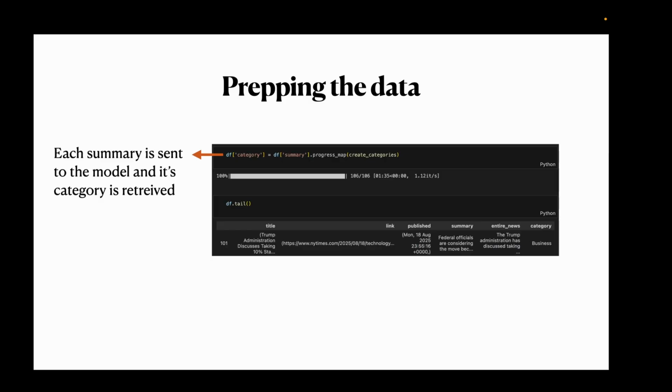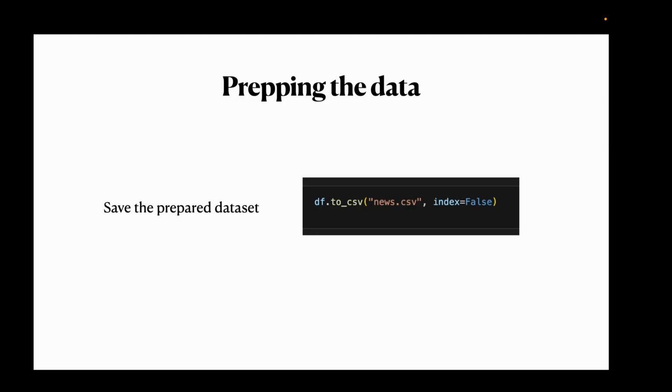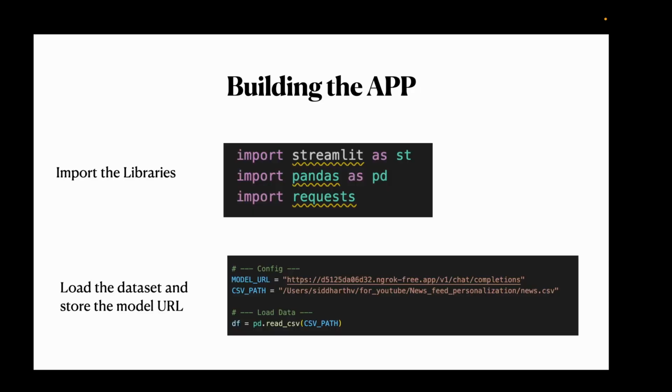So now our data frame has a new column called category, which has the category that the AI model has placed this particular news article into. Once this is done, we are going to be saving the prepared dataset so that we can use it in our application. Now that the data is prepared and classified, let's move on to building the app.